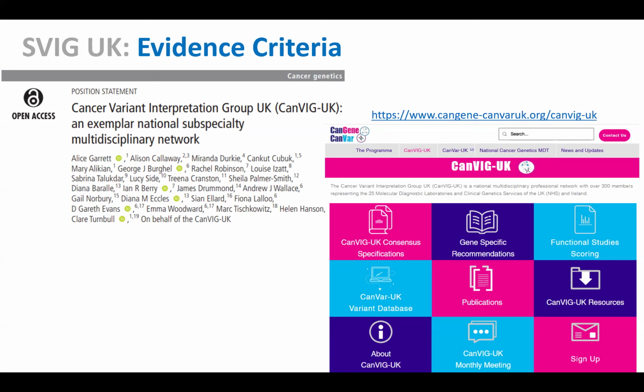So we're trying to build a national somatic repository. It might be presented on the CanVIG website or somewhere else, but that's also work in progress.